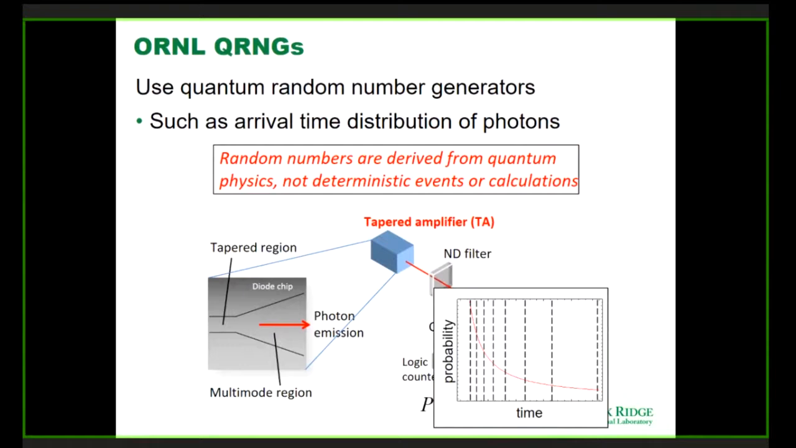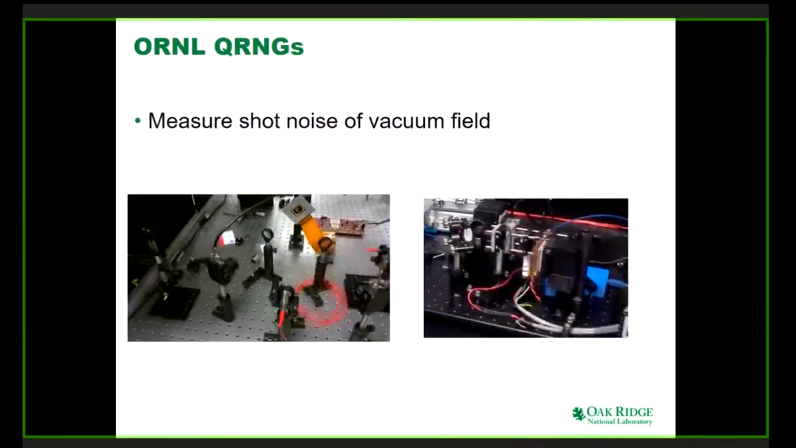This one we've shown passes the randomness tests. It's getting bit rates of 100 megabits a second or so, but it can be scaled up by increasing current. And then here's some stuff on an optics table.